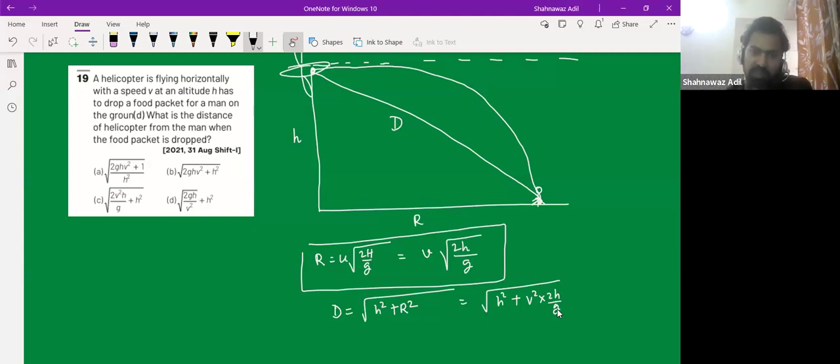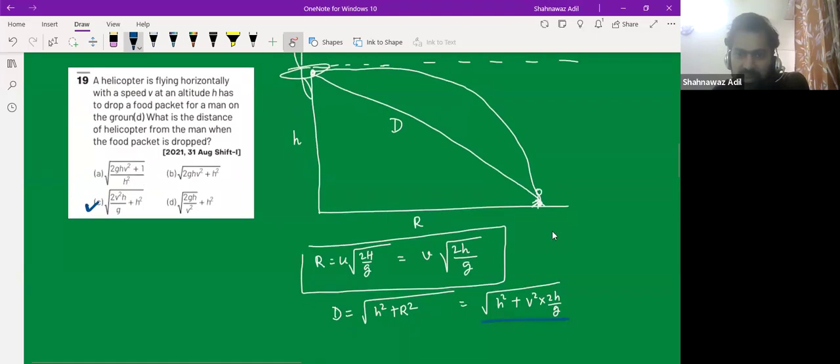So what is the correct option? This one, right? 2v square h by g plus h square. So this is the correct option. Is it clear? Yes, sir. Yeah, so this was a direct problem, right? So just note down this thing, and then we'll do the other question. So quickly note down this.